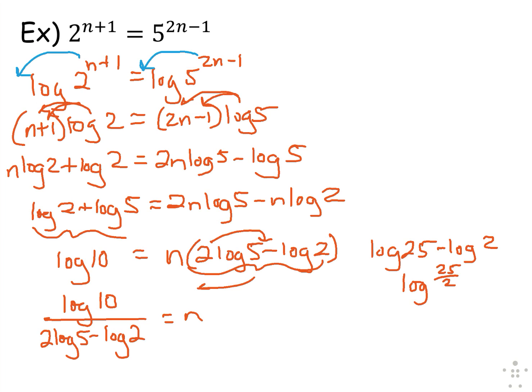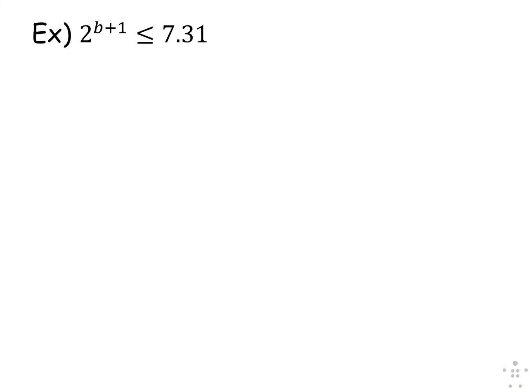Now when you put it in the calculator, make sure to put the whole denominator in parentheses. The division operator is a grouping symbol, and if you don't put the parentheses around the denominator, the calculator will not treat it as an entire group. So the final answer, approximating to 4 decimal places for n, we have 0.9117. In the next example, we have an exponential inequality.